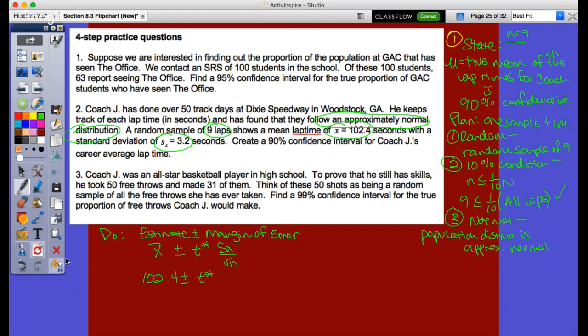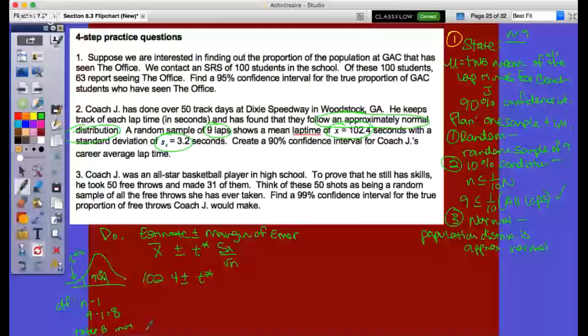By the way, t star, let's talk over that real quick. Remember that in a 90% interval, my tail would be 5%, right? So this tail would be 5%. And my degrees of freedom is n minus 1. So since I did 9, minus 1 would be 8. You could either go to your table B, or you can go to inverse T. Same thing. So go to your calculator function, second vars, inverse T.